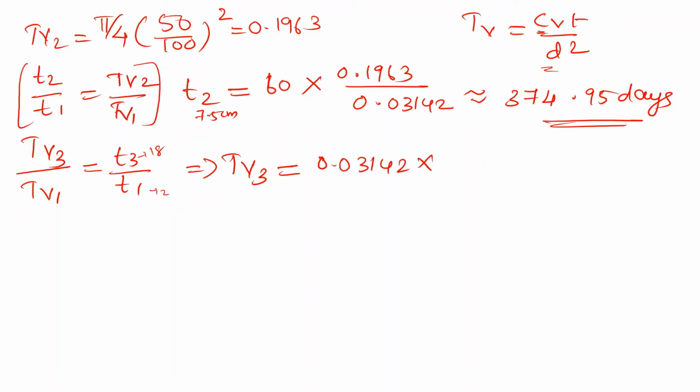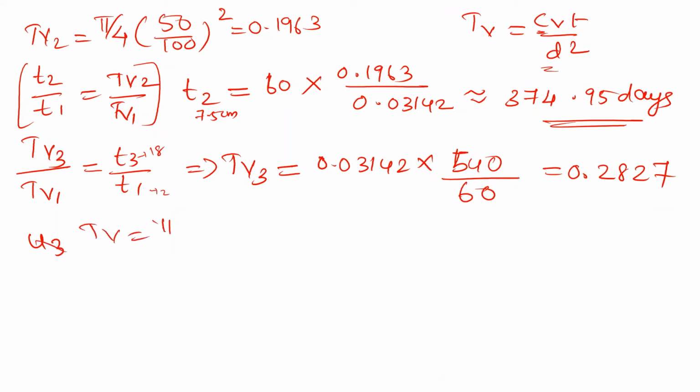So from this equation we can find out TV3, the time factor for 18 months, as TV1 value is 0.03142 into T3, which is 18 months. 18 months means 540 days, divided by 2 months, which is 60 days. So we will get the time factor as 0.2827.